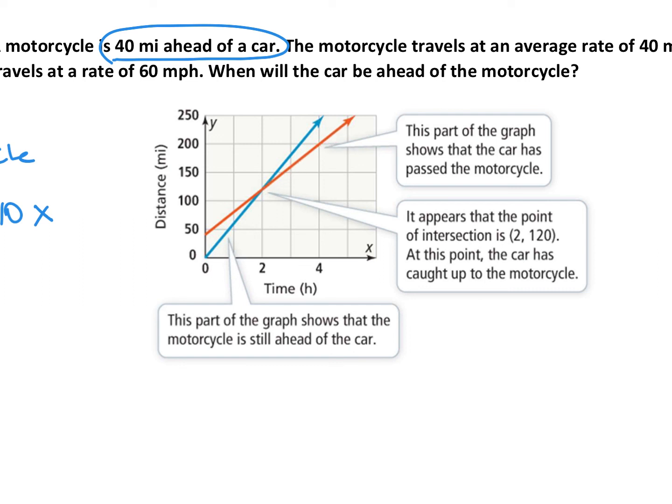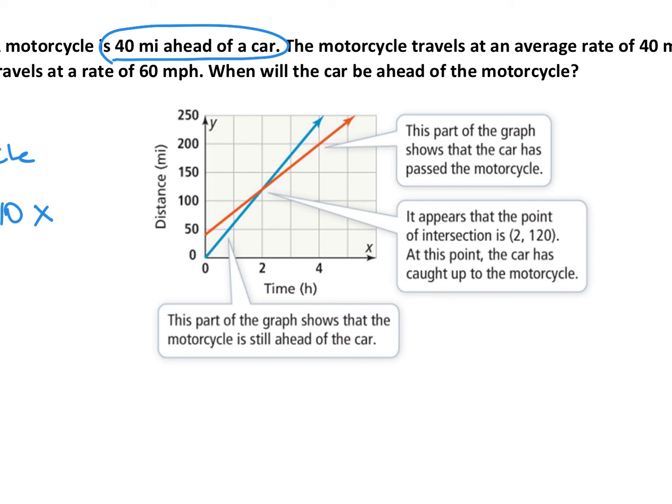So where does that passing happen? Right here. It appears that the point of intersection is 2 comma 120. That's why I didn't have you guys graph this on paper, just because you don't have a graph that goes up that high. So I just thought I'd show you the graph so we could talk about it. So at this point, the car has caught up to the motorcycle.